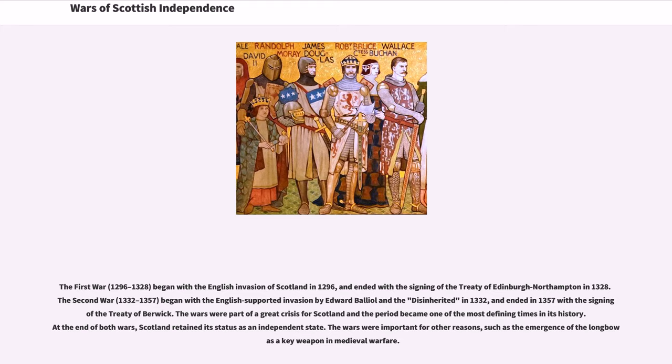The wars were part of a great crisis for Scotland, and the period became one of the most defining times in its history. At the end of both wars, Scotland retained its status as an independent state. The wars were important for other reasons, such as the emergence of the longbow as a key weapon in medieval warfare.